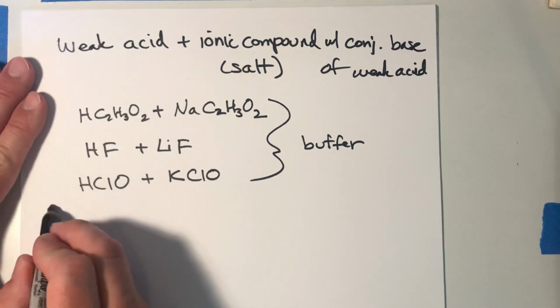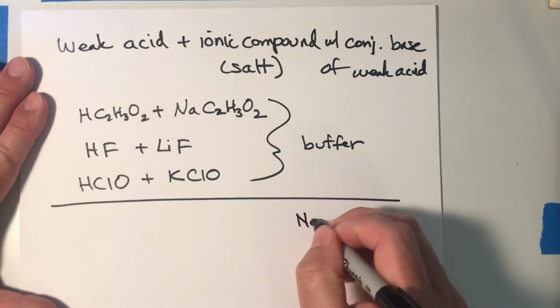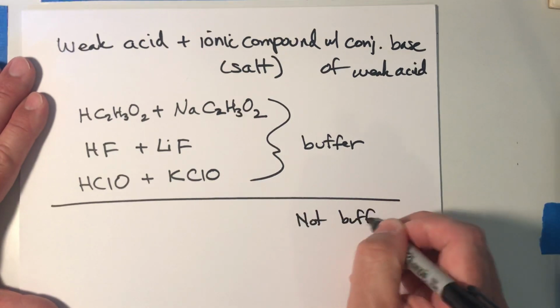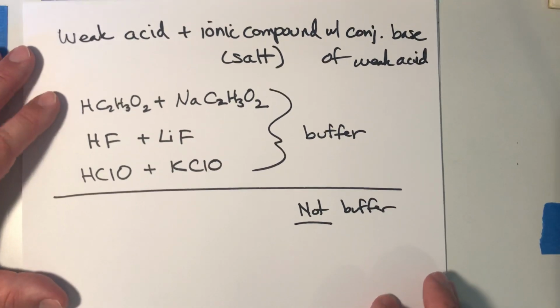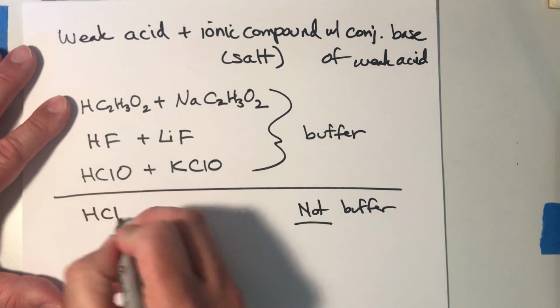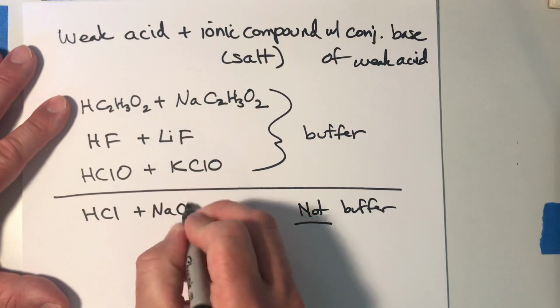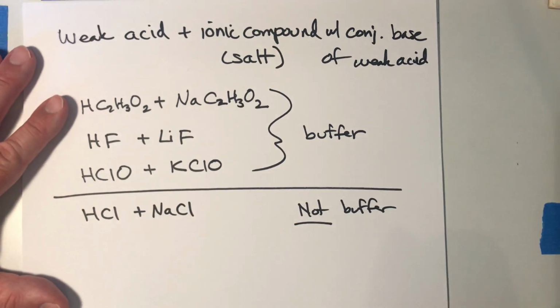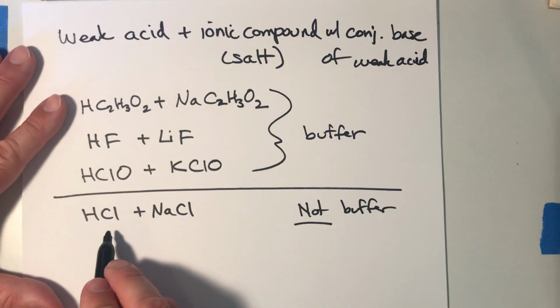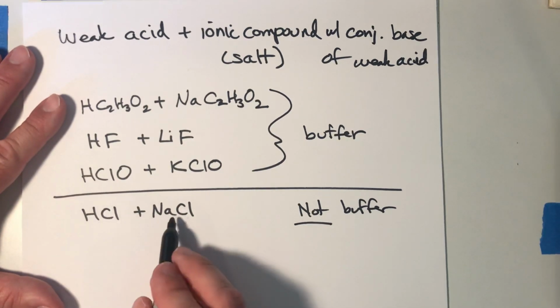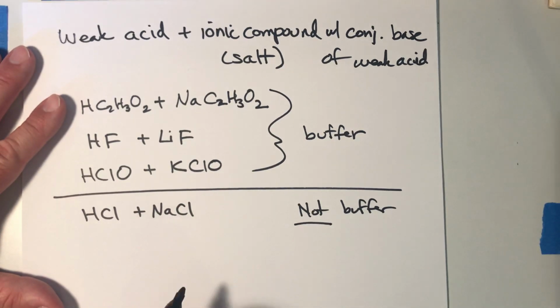Now, things that are not buffers are going to be anything that doesn't meet this criteria. So, for example, if you had a strong acid plus an ionic compound containing its conjugate base, that would not form a buffer solution. All right? Why? Because that's a strong acid. We know that from our list of strong acids. Even though it's an acid plus its ionic compound containing the conjugate base, that doesn't meet the criterion.